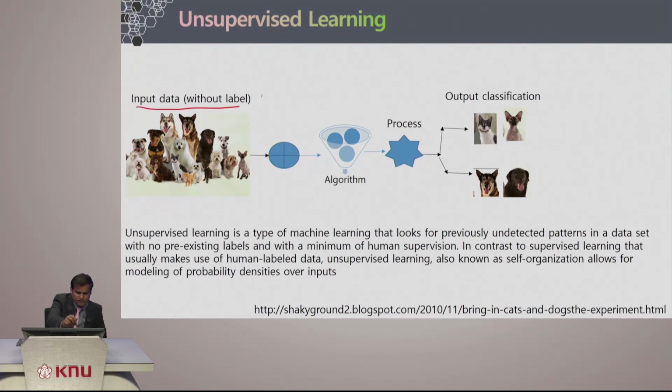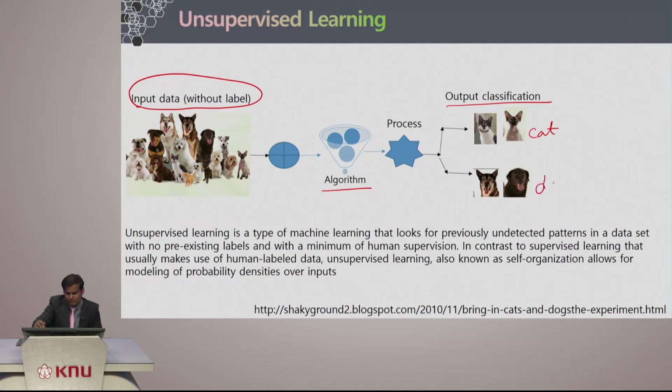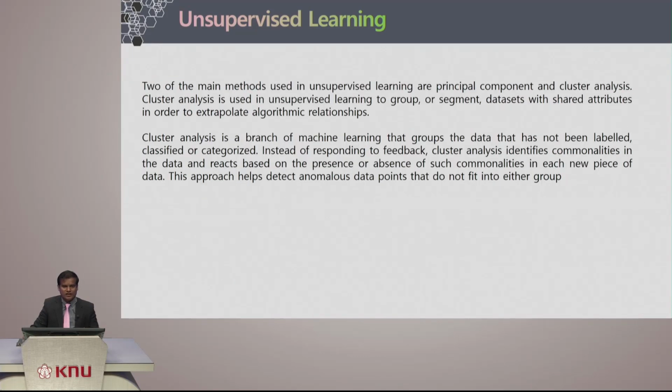You don't know what the input data is, but as humans we know that it is dogs and cats. So you have certain unsupervised algorithms. After certain processing, the output classification happens, but there is no label. It doesn't say it is a cat or dog. In this case there are no labels, right? But it does the classification without any labels. That's unsupervised learning.